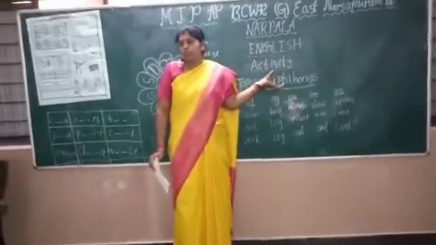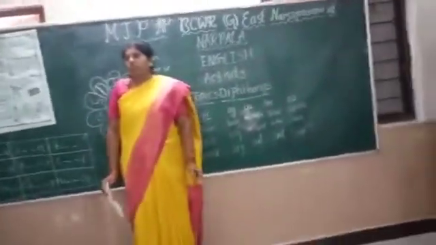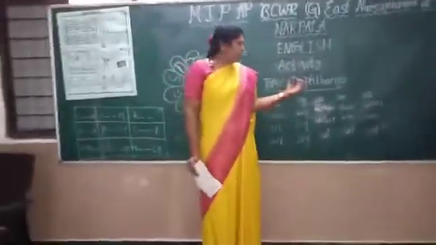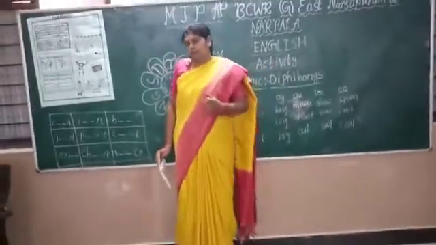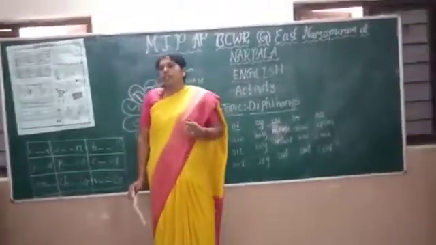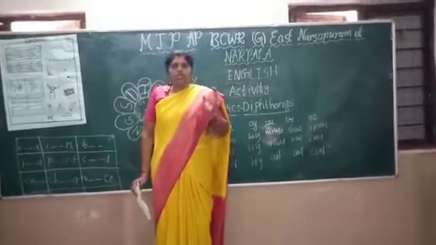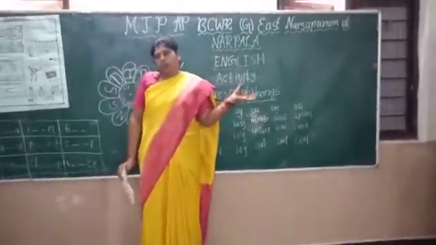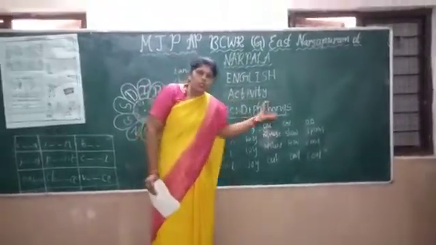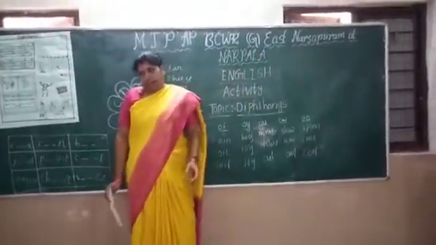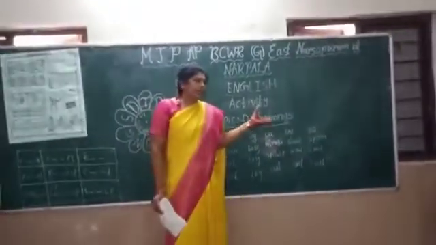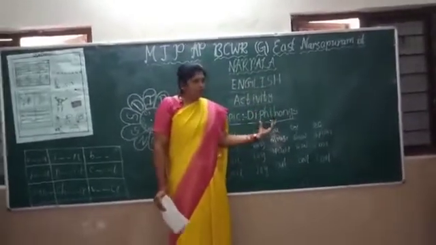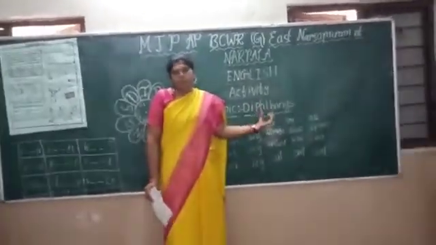a combination of two sounds. That combination should be two vowels together. At first, it starts with the starting vowel and it moves towards the second one. That is the diphthong.